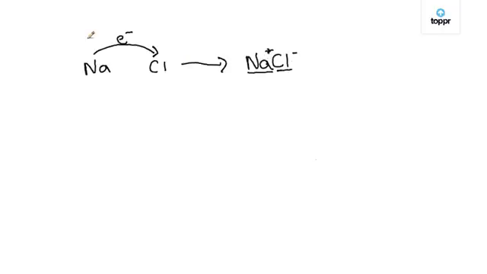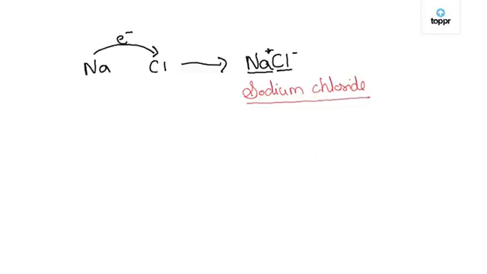How will we name this compound? Well, the positive ion's name remains the same. So sodium will be sodium itself. But what about Cl? Chlorine is a negative ion, so its name will change to chloride. Thus the compound will have the name sodium chloride.